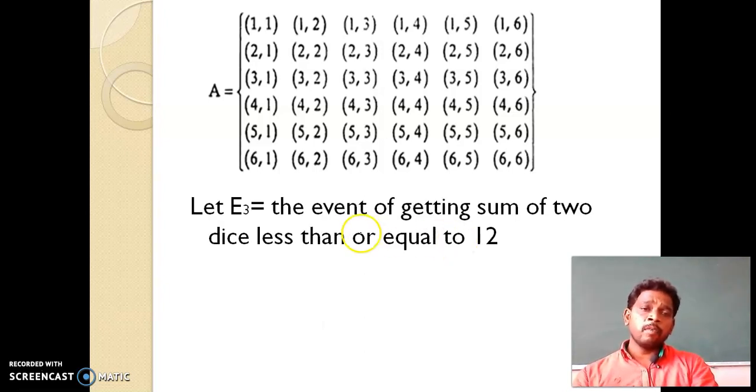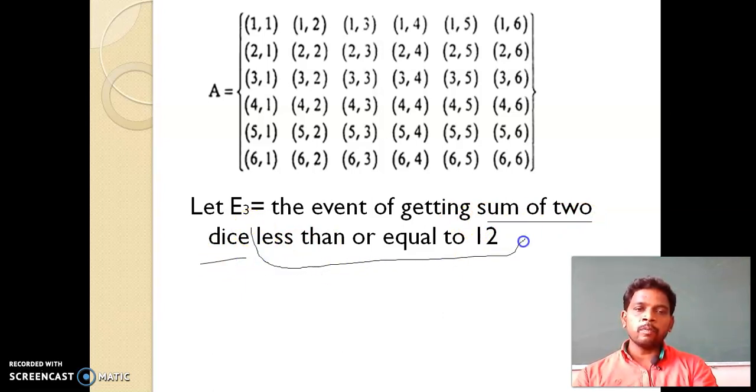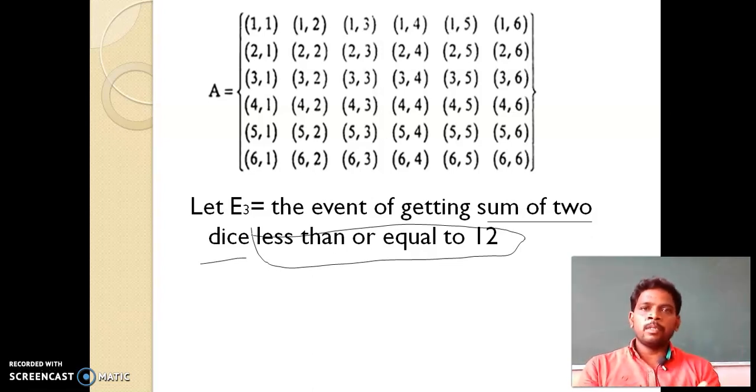The event of getting the sum of the two dice less than or equal to 12. Less than or equal to 12 means the combination should be less than or equal to 12, and at the same time it may be equal to 12. That is the meaning.